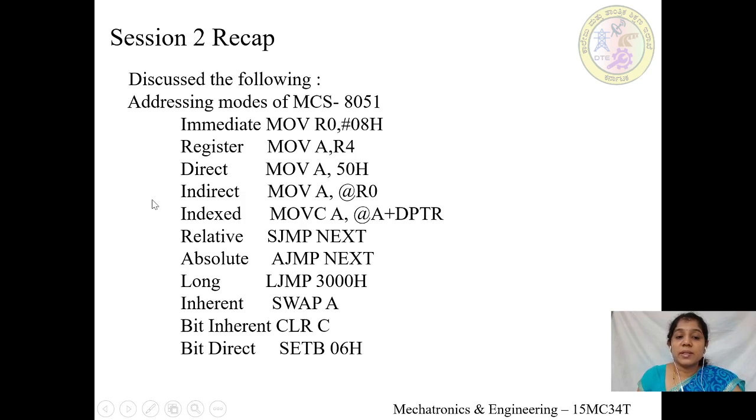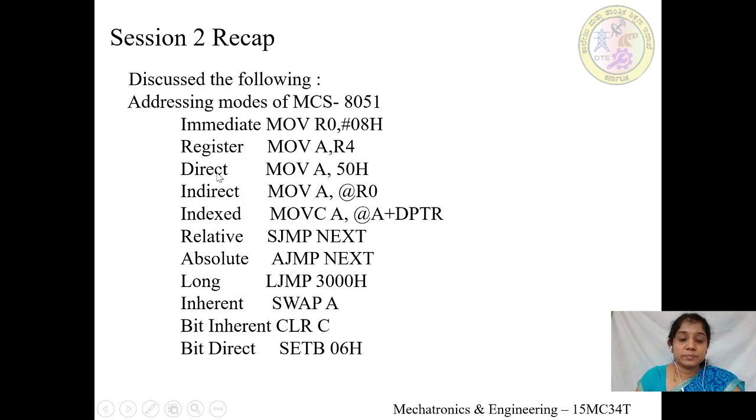The next is register addressing mode. In case of register addressing mode, registers are specified as a part of the instruction. Example, MOV A, R4, where the contents of R4 will be copied into accumulator. Here the registers can be R0 to R7. There are 32 general purpose registers, R0 to R7, distributed into register banks. There are 4 register banks, and each register bank consists of 8 general purpose registers. So totally there are 32 general purpose registers.